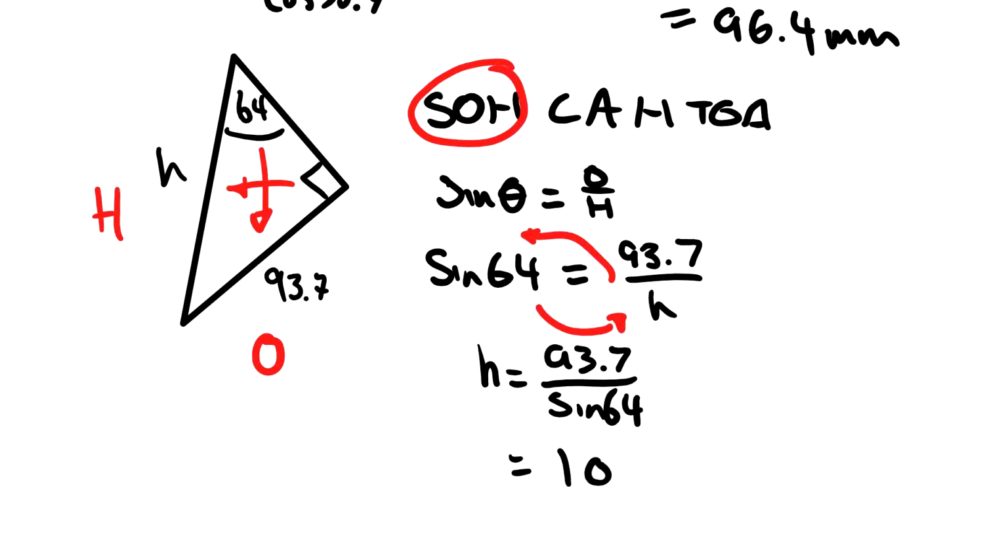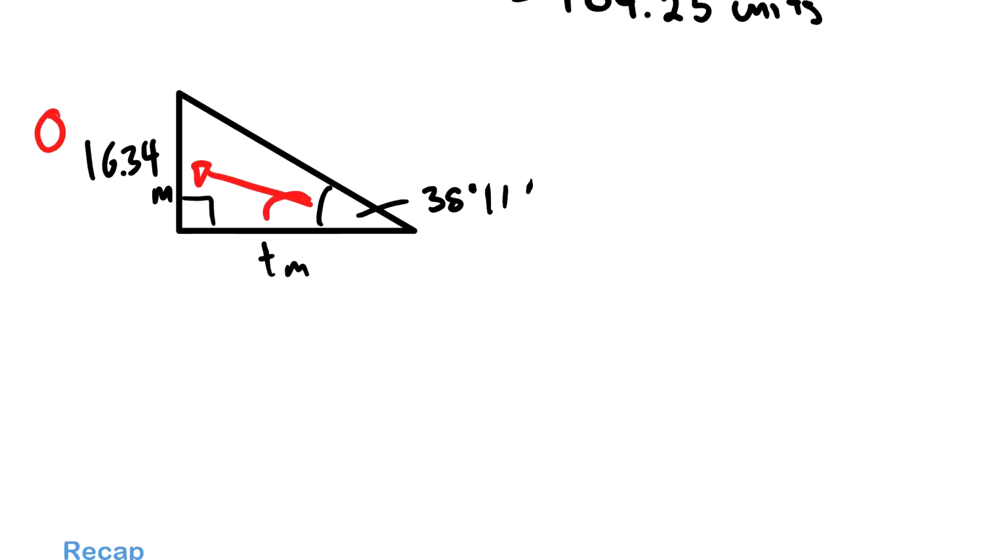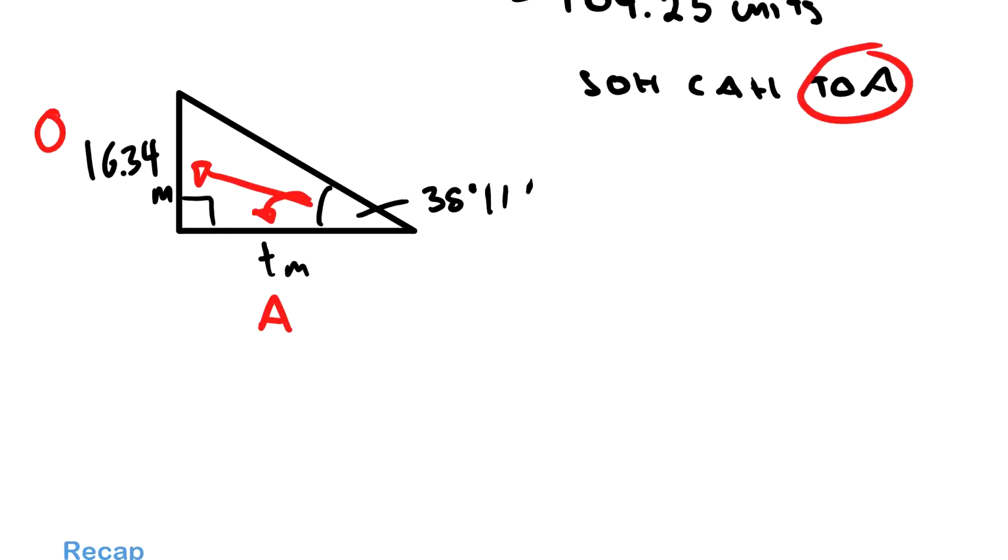And we get 104.25. Does it have units? No, so we'll just leave it as units. And there you go. And finally, we'll do one more. As always, start by highlighting the sides that have values. So here we have our opposite, and then we have any side between the right angle and the angle. So A. SO, CA, TOA. We have O and A. So we're looking at TOA, which means we're using tan. So tan theta equals O over A.